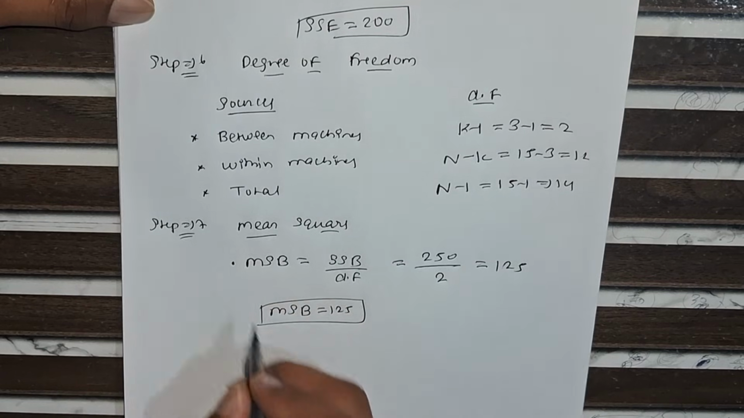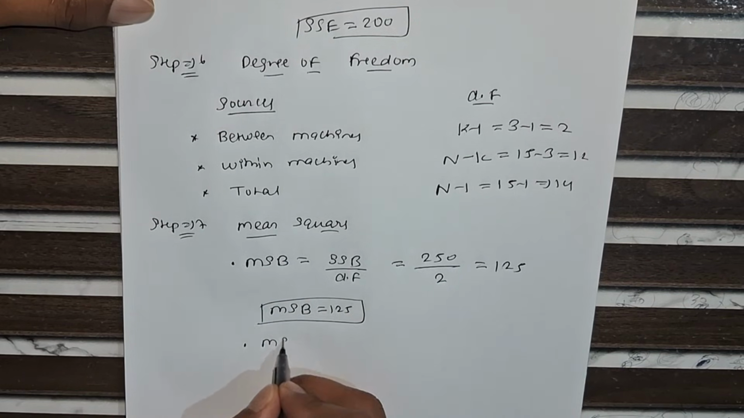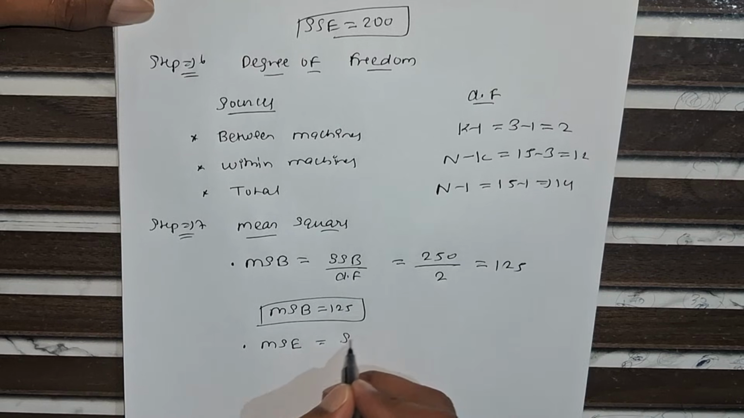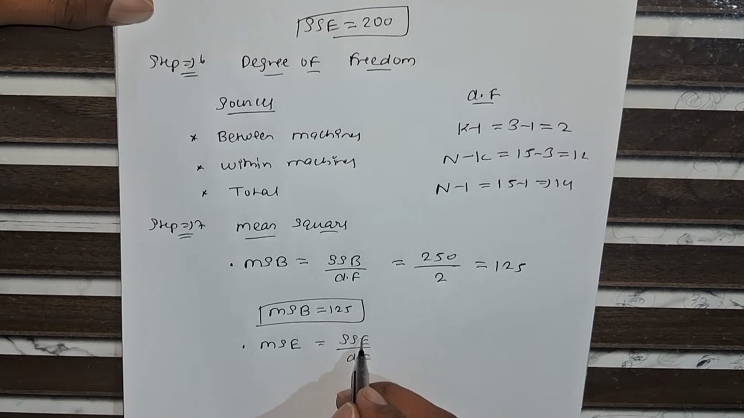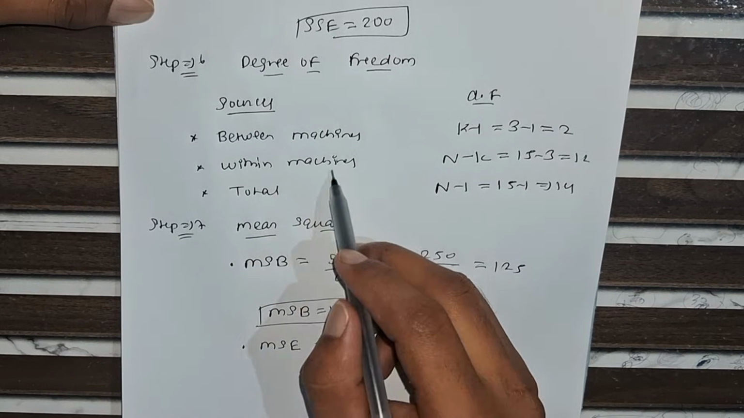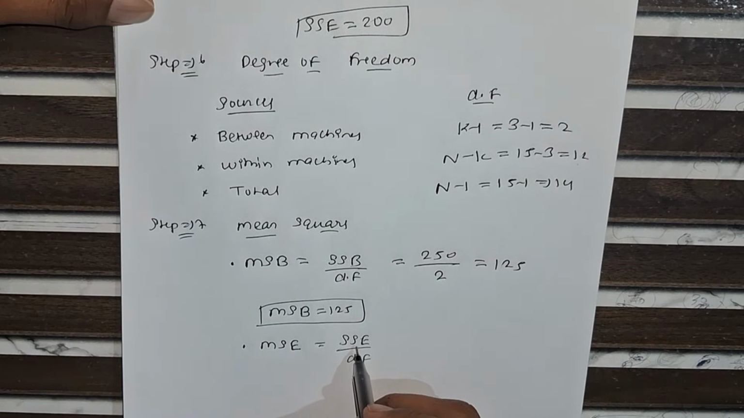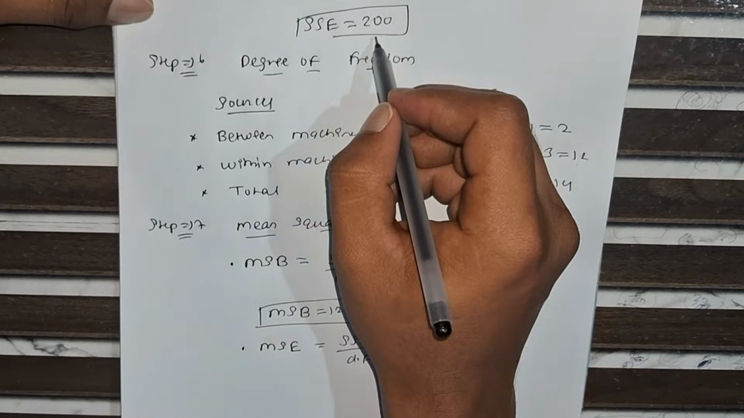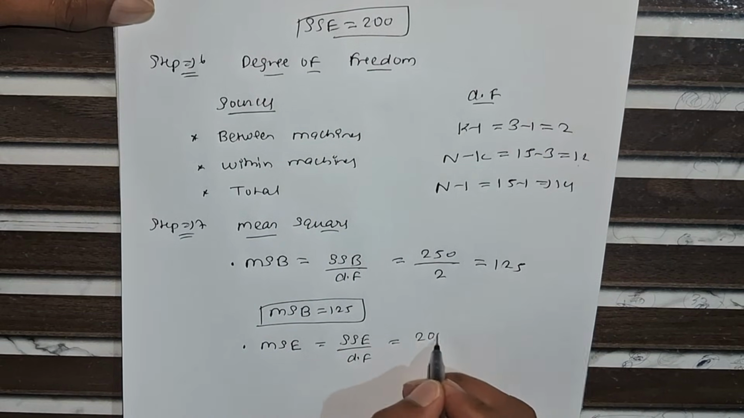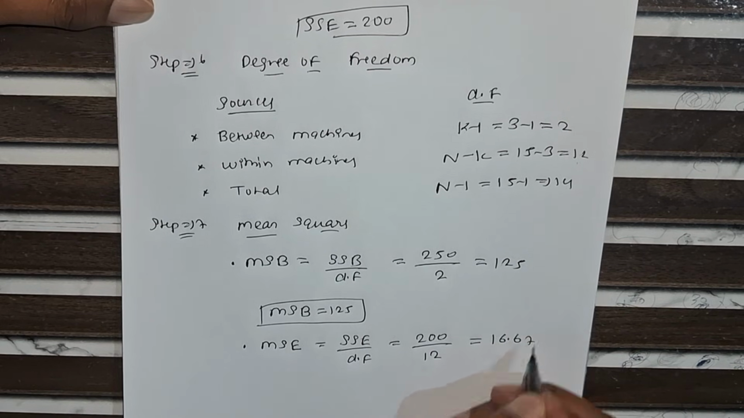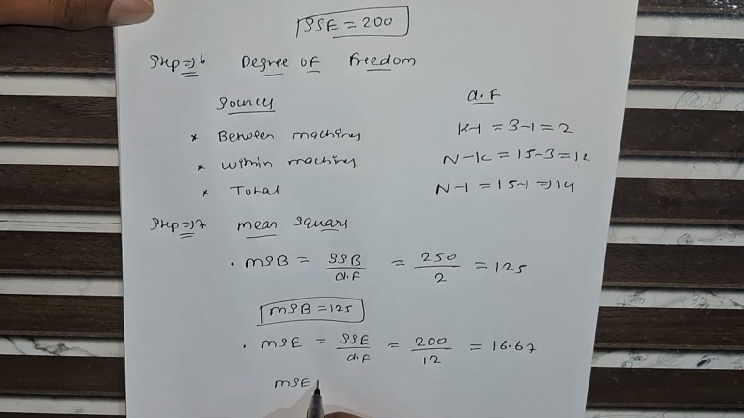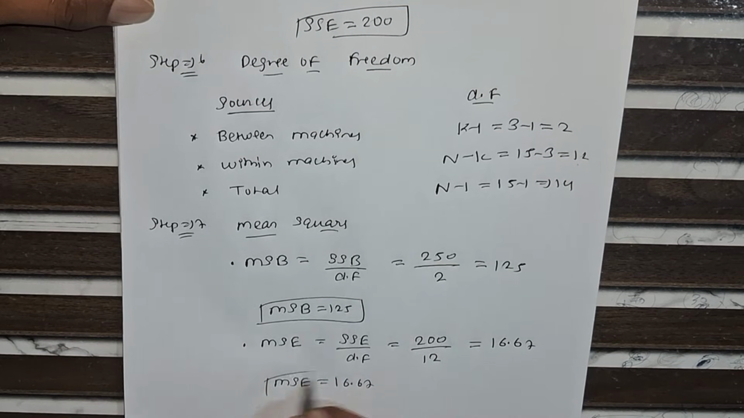Now move to our second part, which is MSE equals SSE divided by degree of freedom. This is mean square within the machine, which equals sum of square within the machine divided by degree of freedom. So degree of freedom within the machine equals 12, and sum of square within the machine equals 200. So 200 divided by 12. When you solve it, it becomes 16.67. So mean square within the machine equals 16.67.